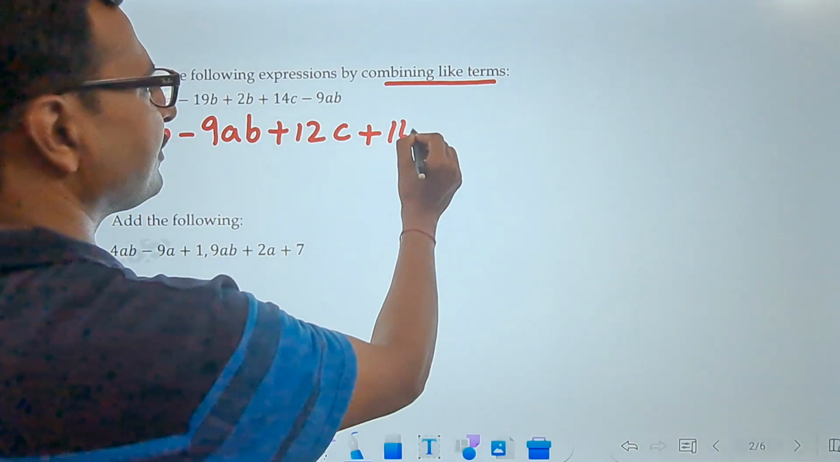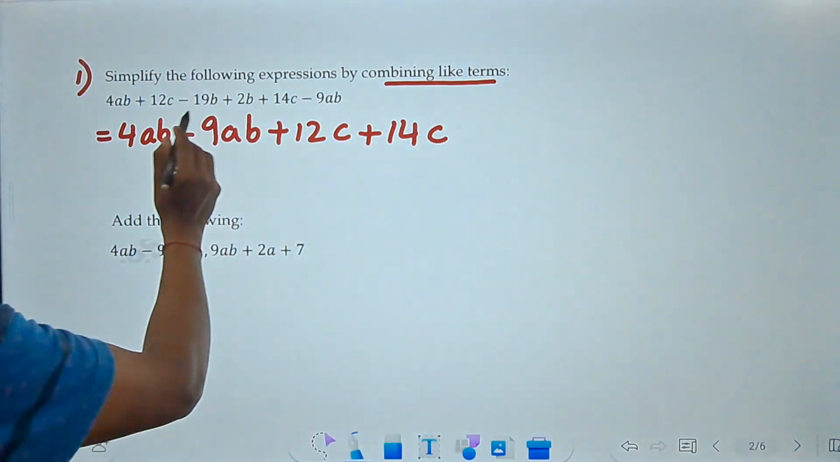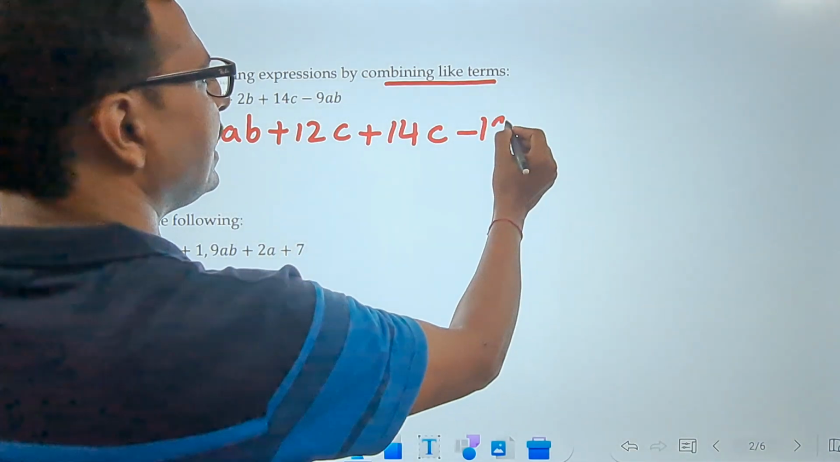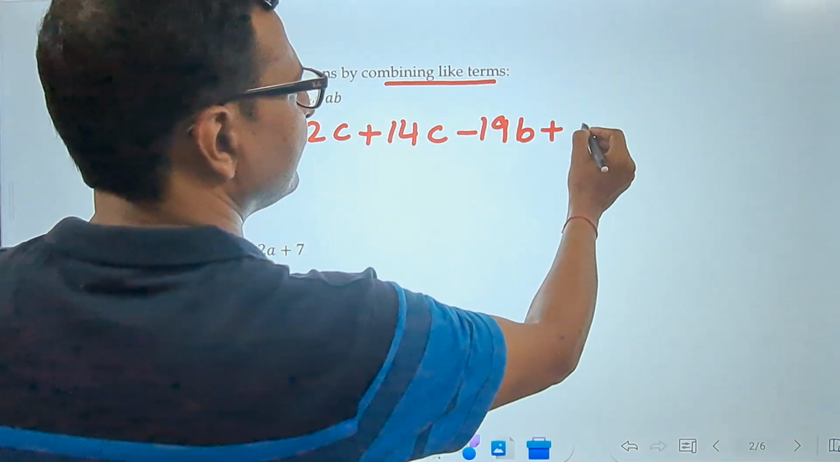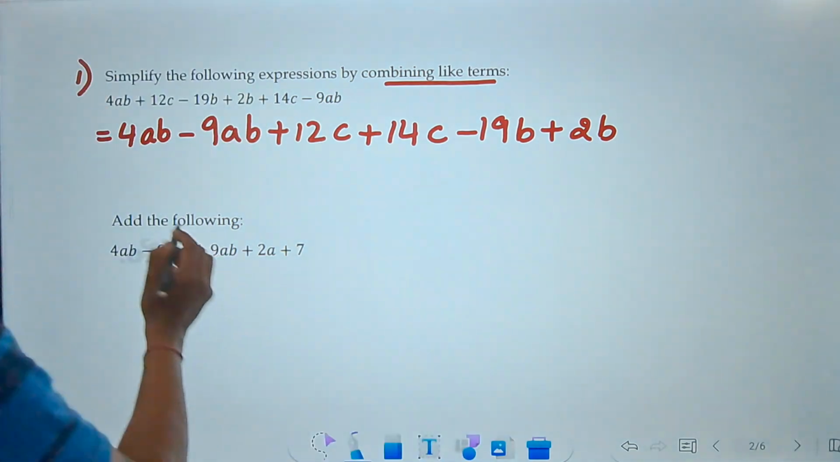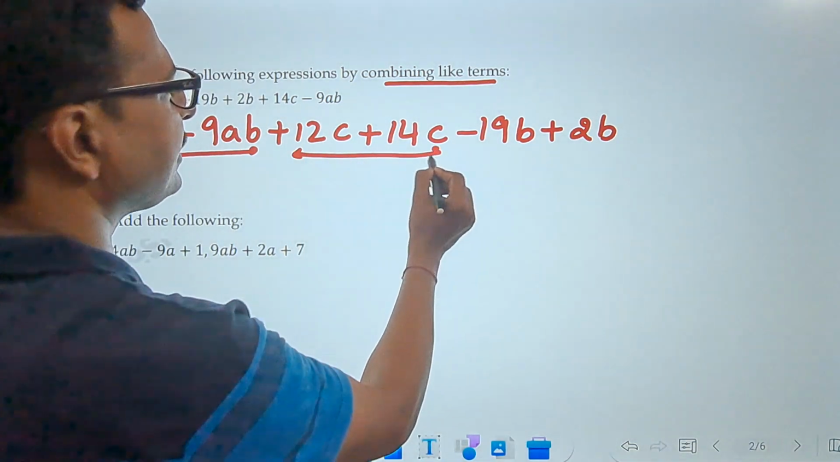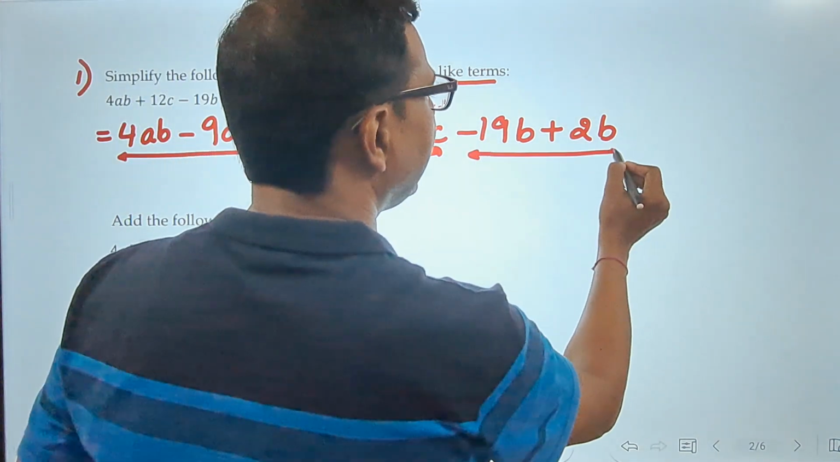See, I'm just shuffling the terms. I'm rewriting it in a different order. And then these two terms, minus 19b and plus 2b. Now you can see I have grouped the like terms. This is a pair of like terms. Again pair of like terms and again pair of like terms.